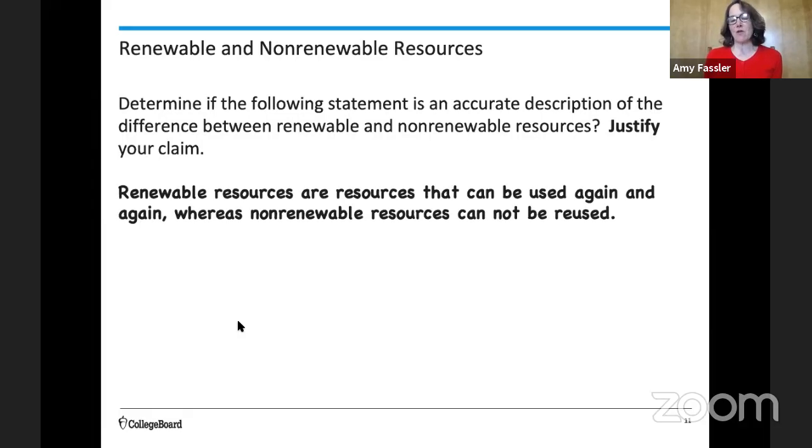Renewable resources are those that cannot be used again and again, whereas non-renewable resources can be reused. So think about that one for a minute. Is that accurate or inaccurate? And justify your statement.